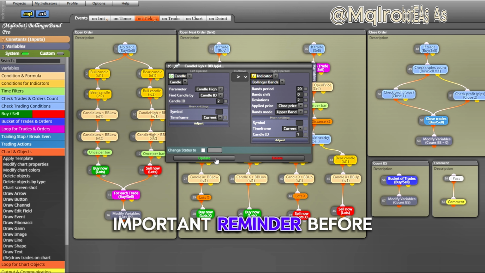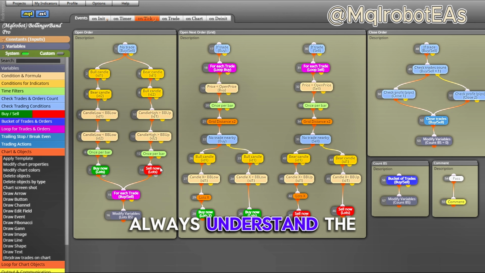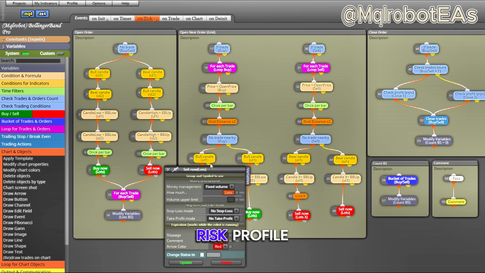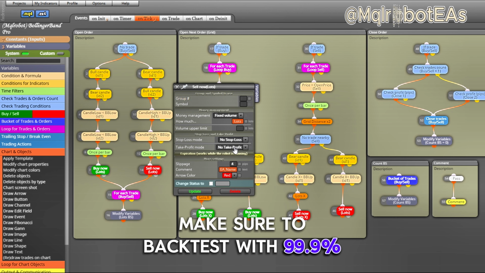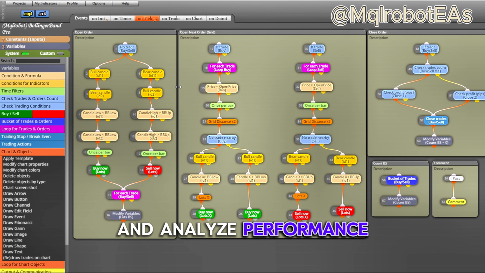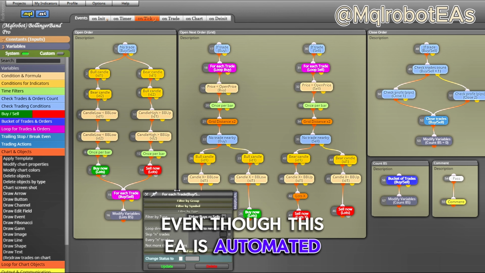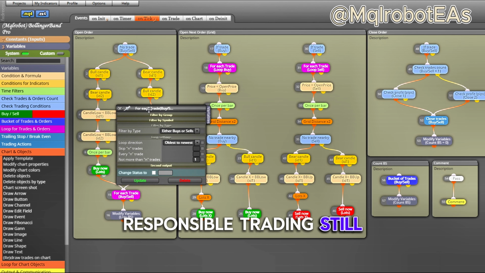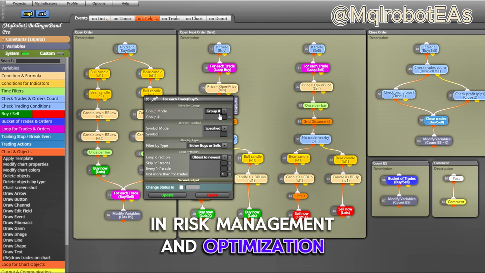Important reminder: before using this EA in live markets, always understand the strategy and its risk profile. Make sure to backtest with 99.9% tick data and analyze performance under different market conditions. Even though this EA is automated, responsible trading still requires human judgment in risk management and optimization.